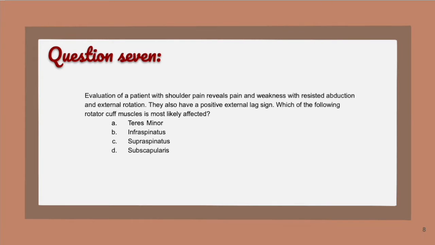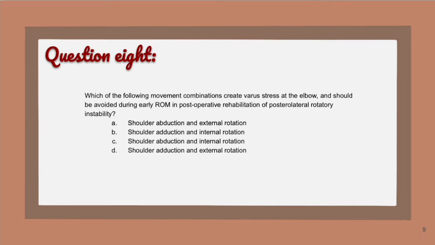D. Semi-permeable foam. Question 7. Evaluation of a patient with shoulder pain reveals pain and weakness with resisted abduction and external rotation. They also have a positive external lag sign. Which of the following rotator cuff muscles is most likely affected? A. Teres minor. B. Infraspinatus. C. Supraspinatus. D. Subscapularis.